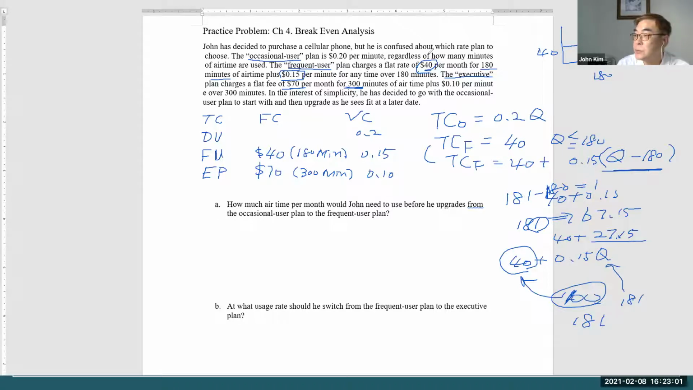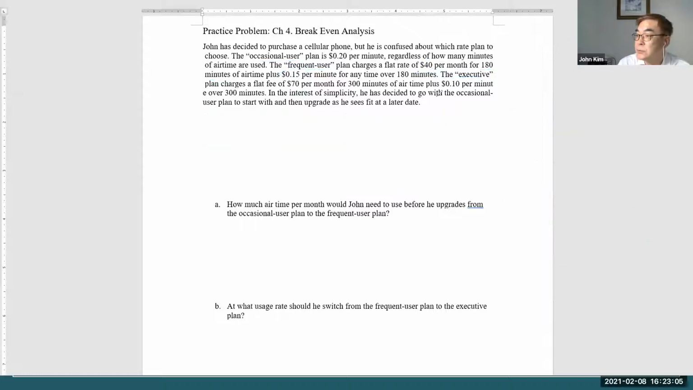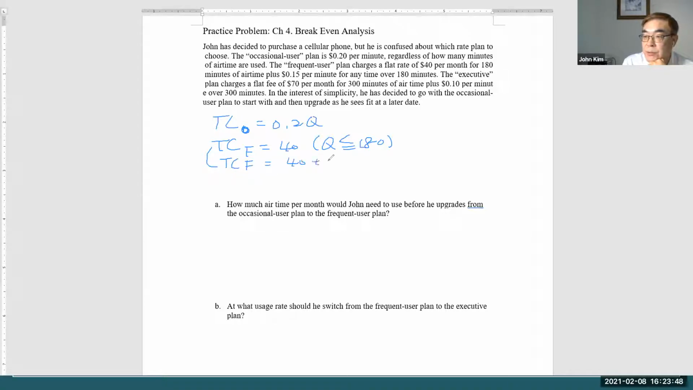Okay, can I draw? Oops, it's gone, all of it. So do it again. TC_O equals only 0.2Q. TC of the frequent plan equals $40 when Q is less than or equal to 180. And then another, TC_F equals $40 plus 0.15 times (Q minus 180).